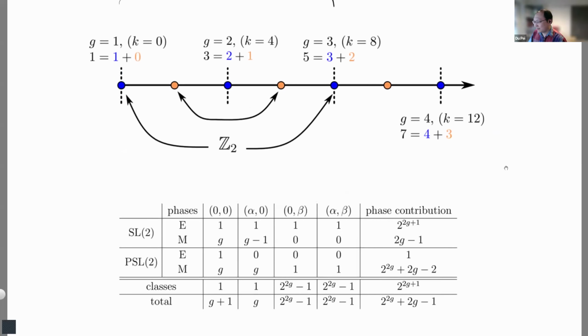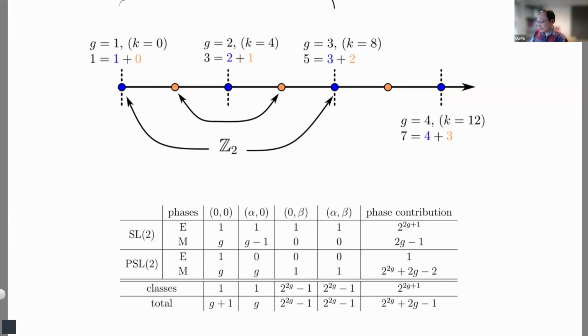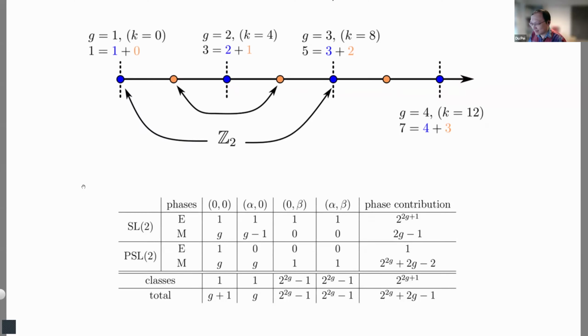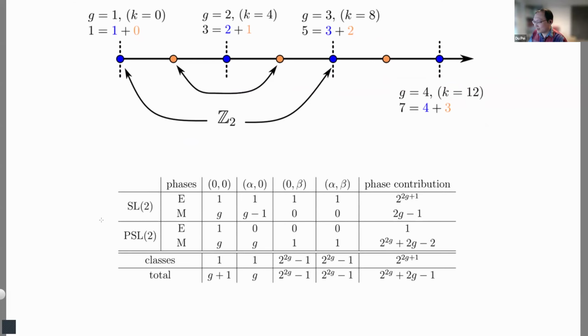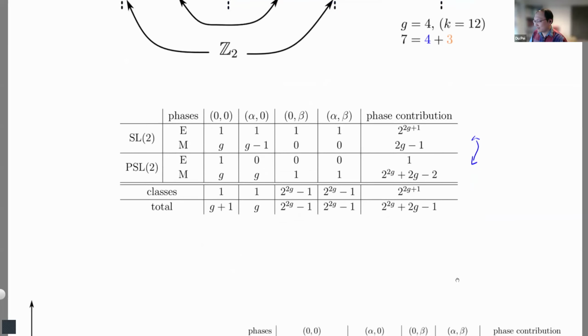So this is a summary of contributions. This is also supposed to explain the difference between blue dots and orange dots, but I don't think there is enough time for it, so let me skip this. But from here, you see some actual Langlands duality. So SL2 and PSL2 turn out to give the same answer.